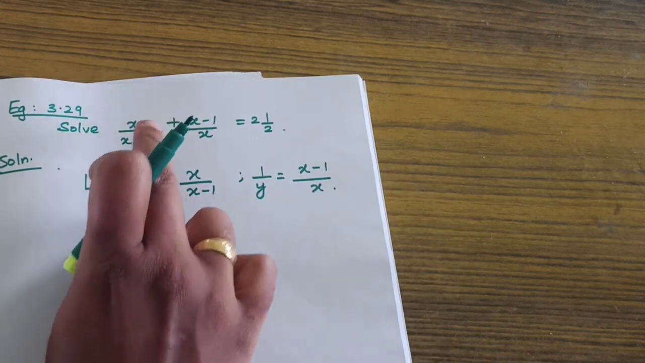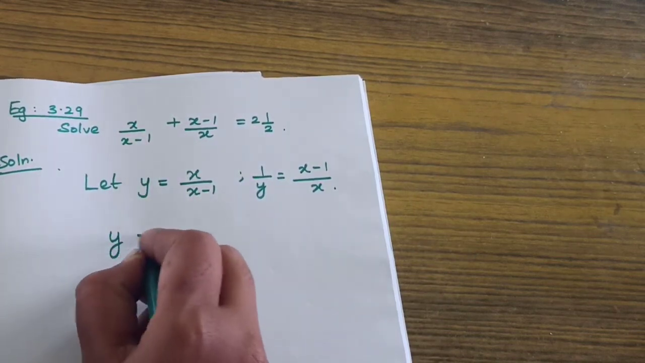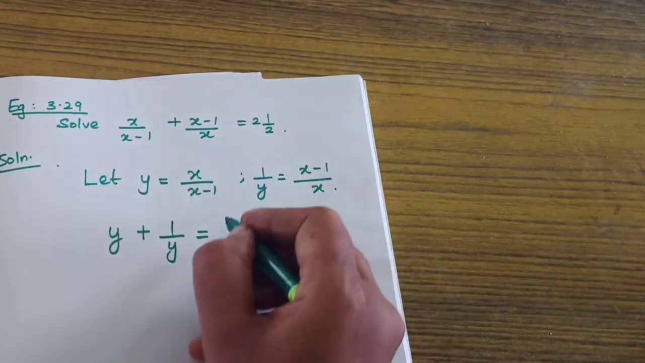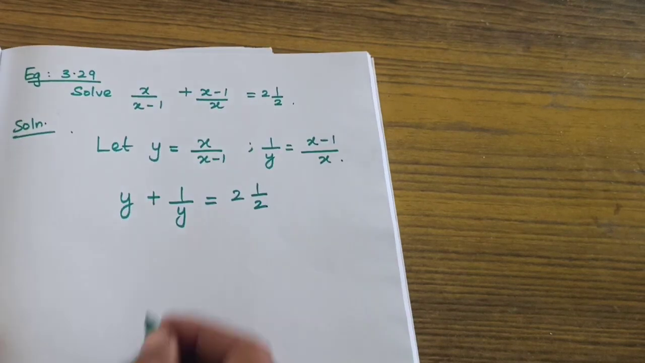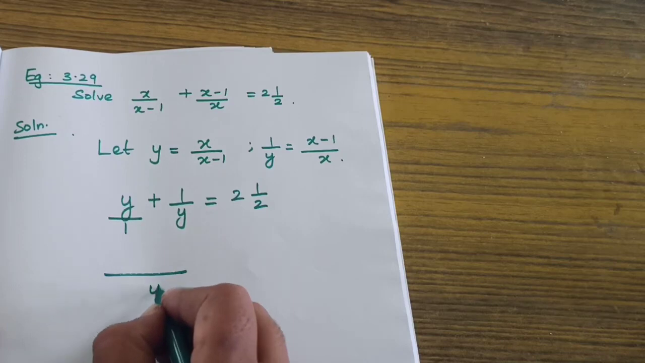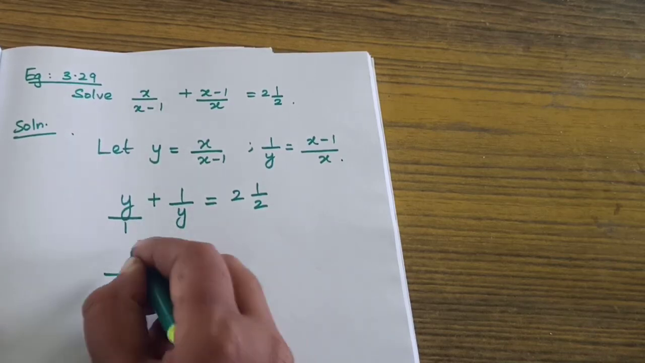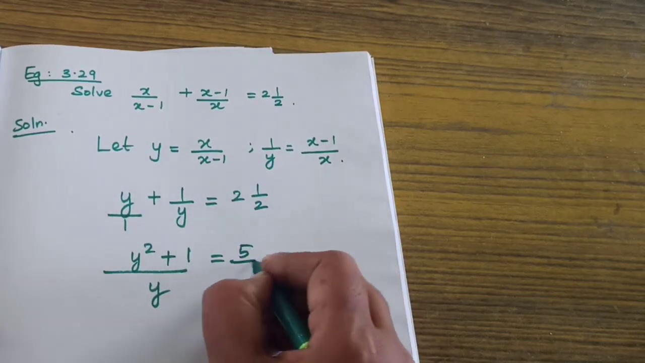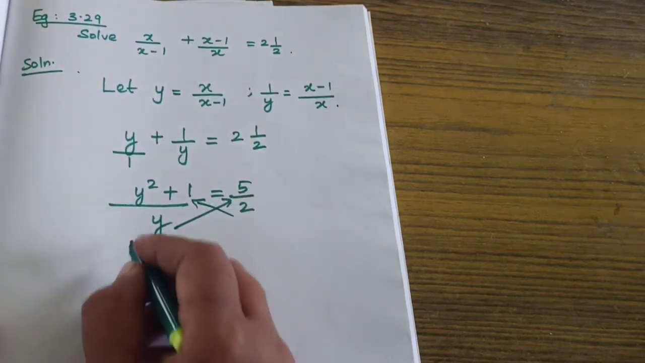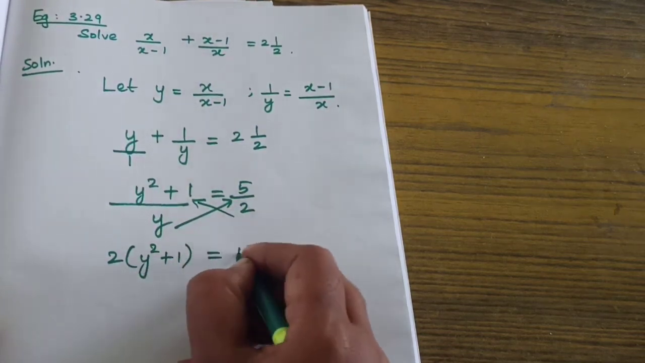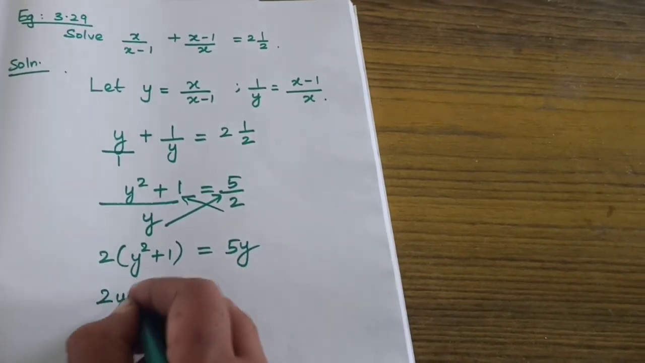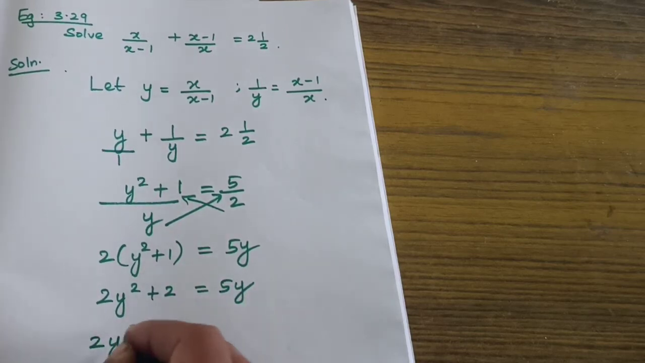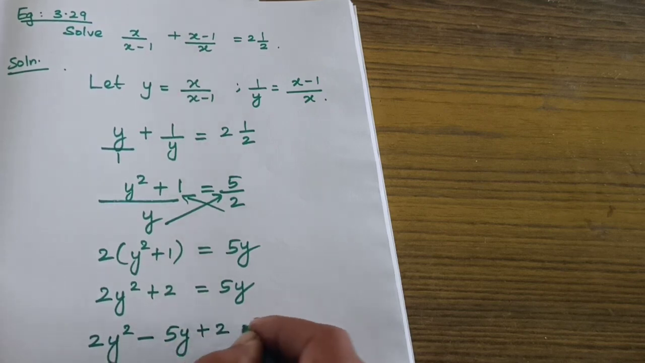So just rearrange this. x by x minus 1 means y. So y plus, x minus 1 by x means 1 by y. So y plus 1 by y is equal to 2 1 by 2. Got it? Then take the LCM. Here y, then cross multiply means y square plus 1 is equal to, here mixed fraction into improper fraction, 2 2s are 4, 4 plus 1 is 5, so 5 by 2. Then cross multiply: 2 into y square plus 1 is equal to 5y. Multiply inside, 2y square plus 2 is equal to 5y. Then take it all to one side: 2y square minus 5y plus 2 equal to 0.